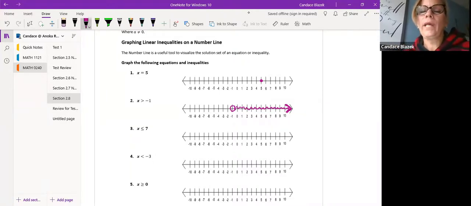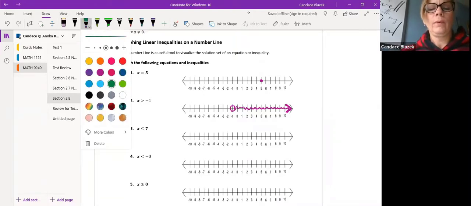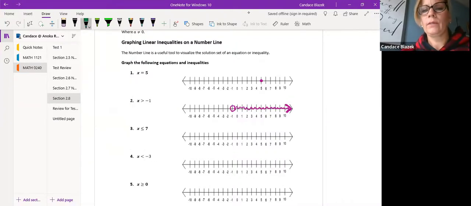Now, a way that the book uses, and sometimes my math lab can use, to express the value at -1 is they sometimes use a curved parenthesis.